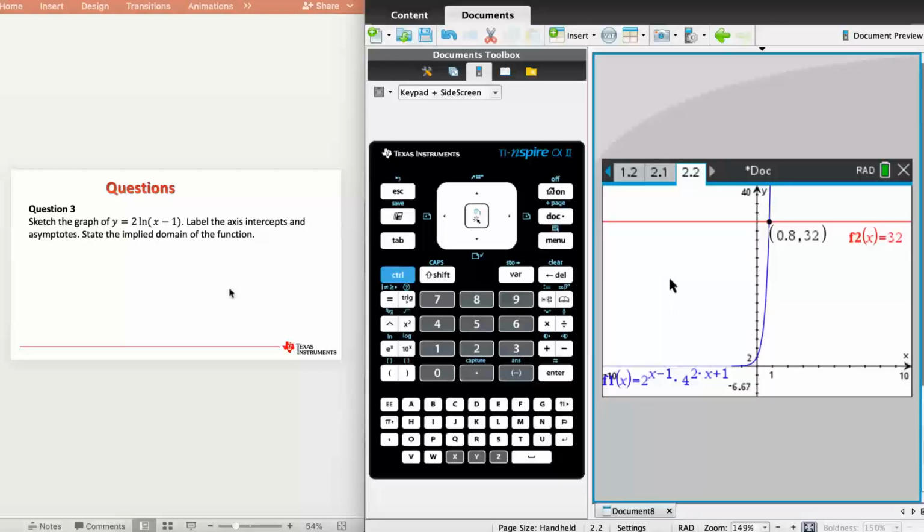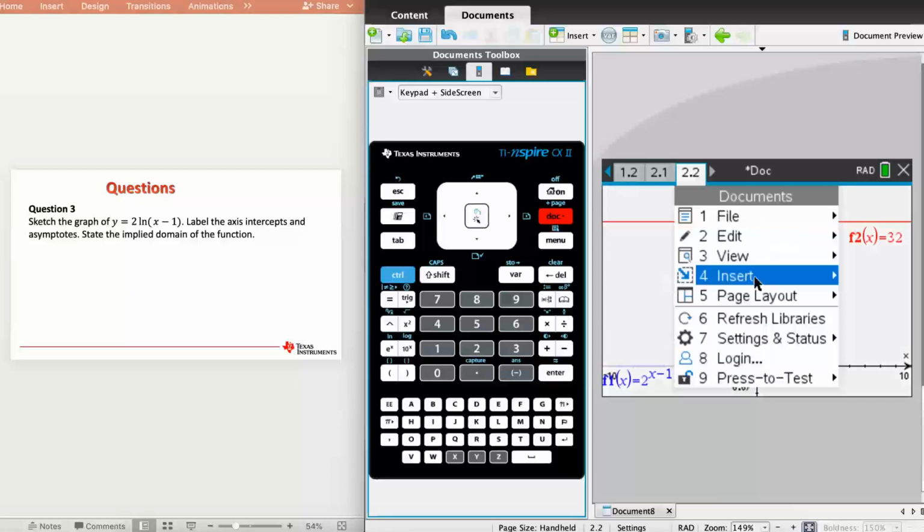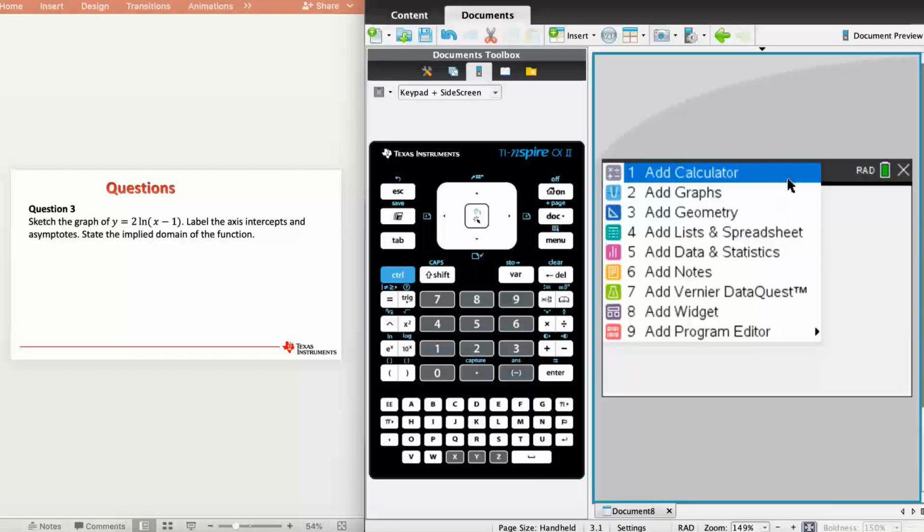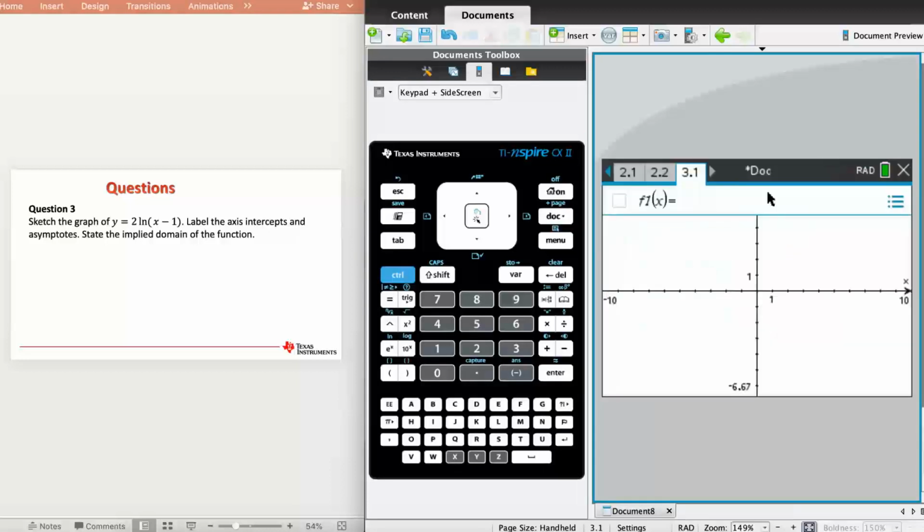In this question, I need to sketch the graph of y equals 2 natural log of x minus 1. I need to label the x-intercepts and the asymptotes and state the implied domain of the function. So this is my third question. So I'm going to insert a new problem. So document, insert problem, and I'm going to be drawing some graphs. So I'll add a graphs page. So you'll see now I'm on question 3 and I've got a graphs page there.